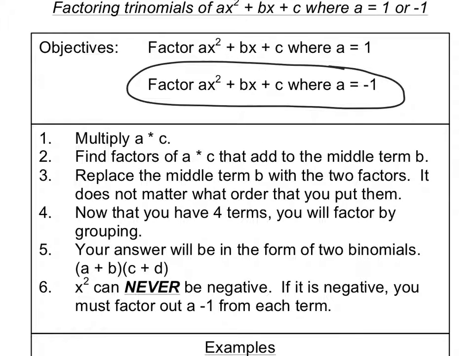number 6 down here says x squared can never be negative. If it is negative, you must take out a GCF of -1 from each term. So you write this in your notes there. You're looking for a GCF of -1 every time. Okay, so I'm going to take that out first. Then I'm going to do exactly the same process. So let's look at the example.